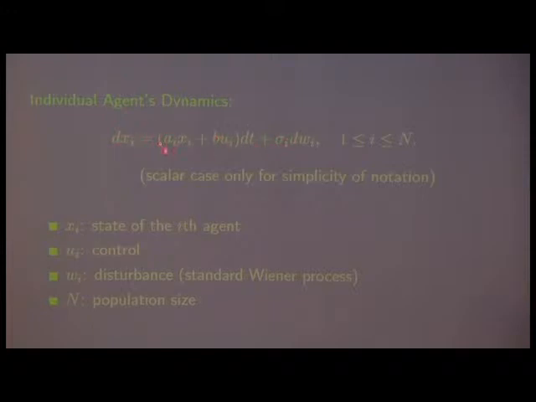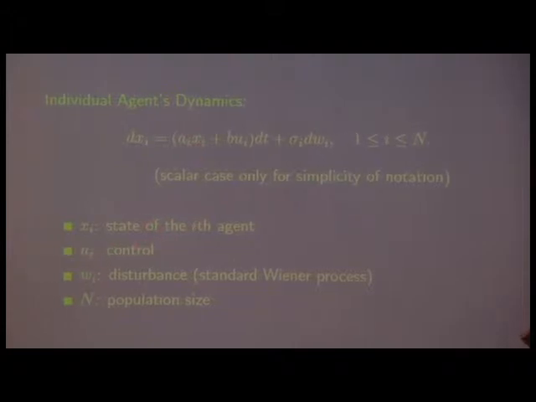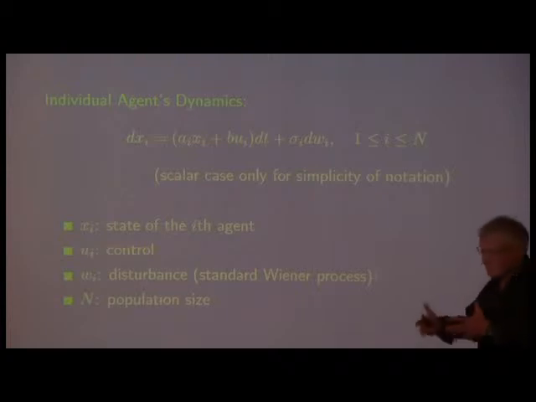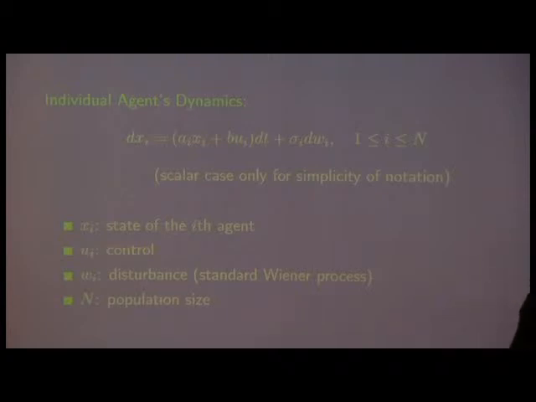So here are the individual's dynamics. As usual, x_i will be the ith agent's state, u_i the control, w_i its disturbance, where all the disturbances at this stage are independent, and n is the population size. Now you notice that at this stage, there's no interaction between the agents, except for that which might be introduced through the control. There are many meaningful large-scale system problems where the issue is how other agents' dynamics and states will impinge upon my dynamics. And we'll see that later.